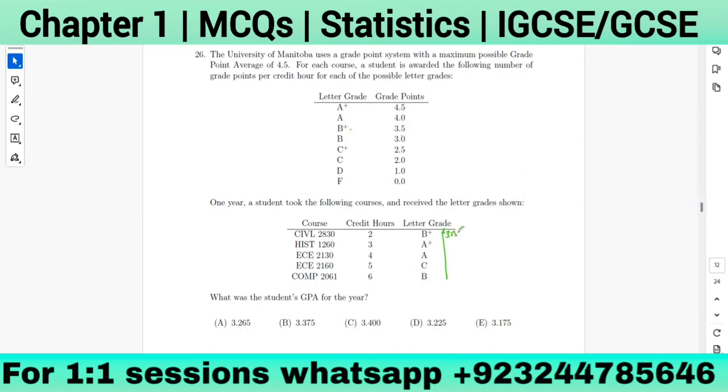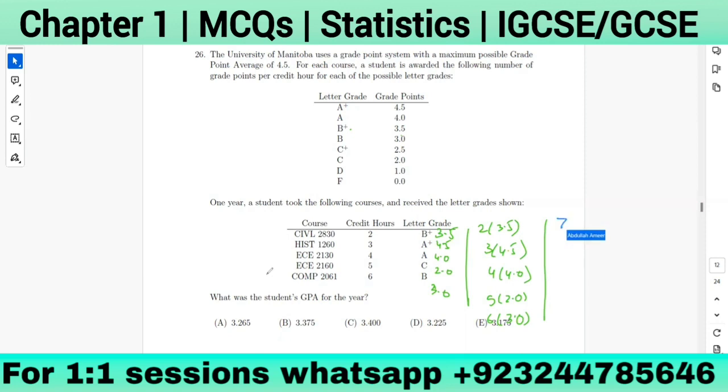B plus is 3.5. A plus is 4.5. A is 4, C is 2, and B is 3. Then we have to make a column: 2 multiplied by 3.5, 3 multiplied by 4.5, 4 multiplied by 4, 5 multiplied by 2, 6 multiplied by 3. After making the column, write the answers over here and then divide by the total.